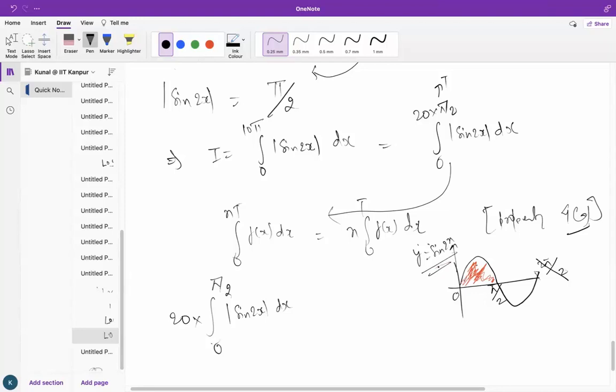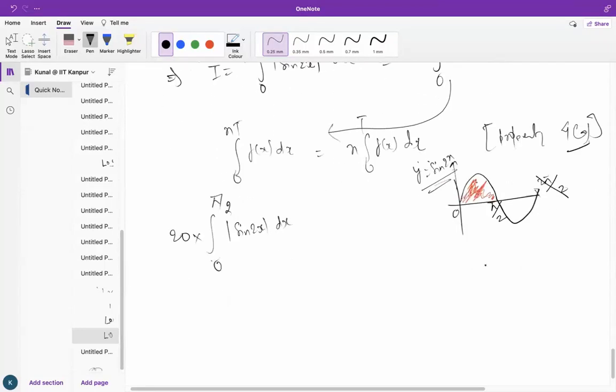So in 0 to π/2, its value will be positive, and we know the property of mod: |x| is x if x is positive, and minus x if x is negative. So we are using the same concept here. Look from the graph: in 0 to π/2, our sin 2x value is positive. So the mod opens with the positive sign. So from 0 to π/2, we are integrating sin 2x.